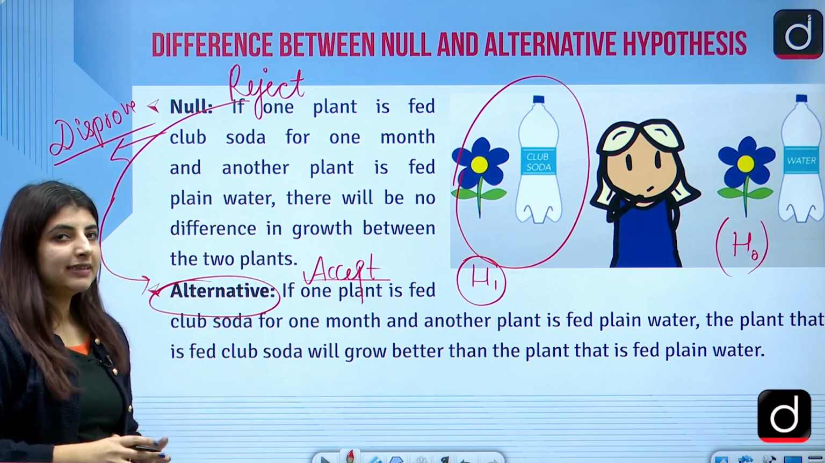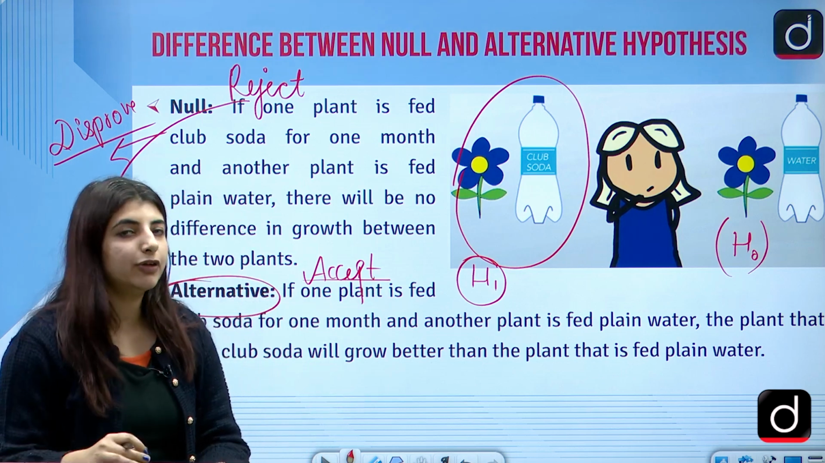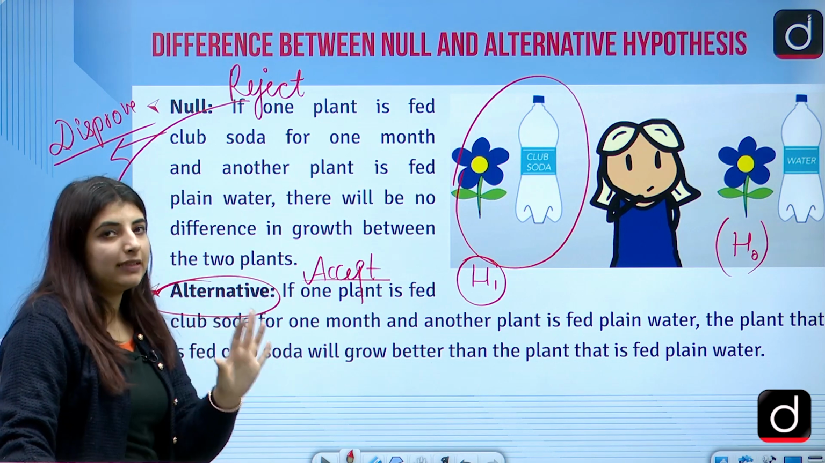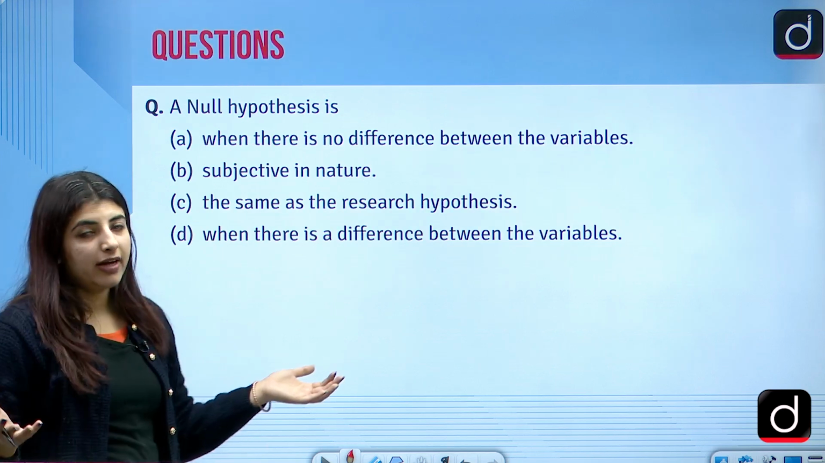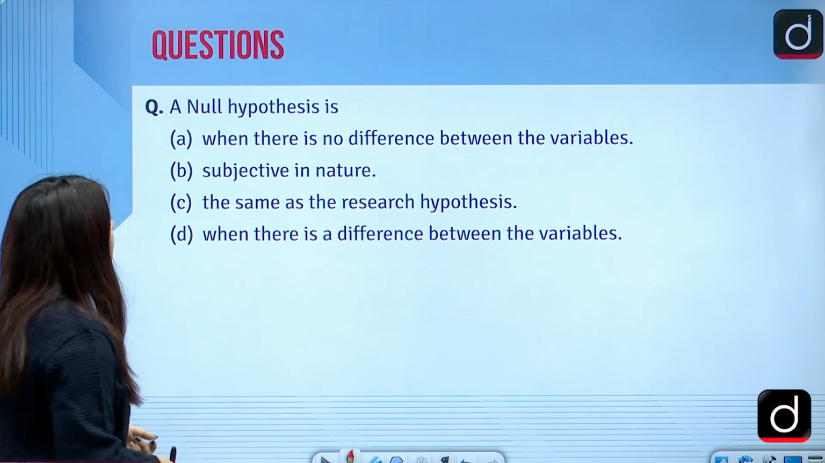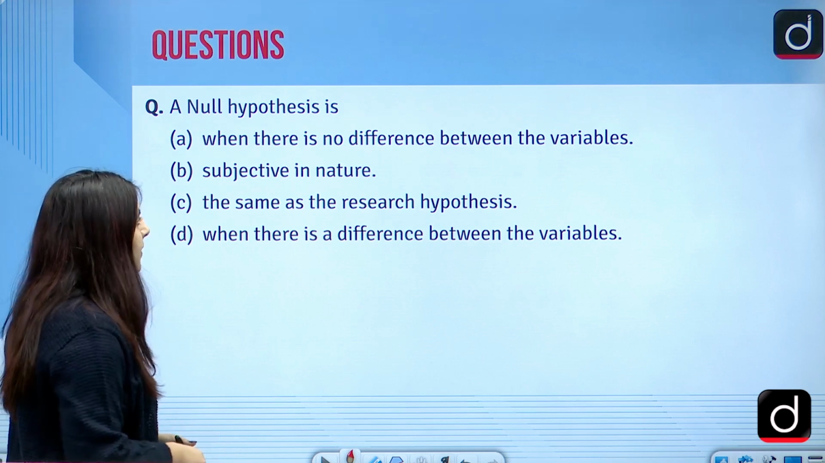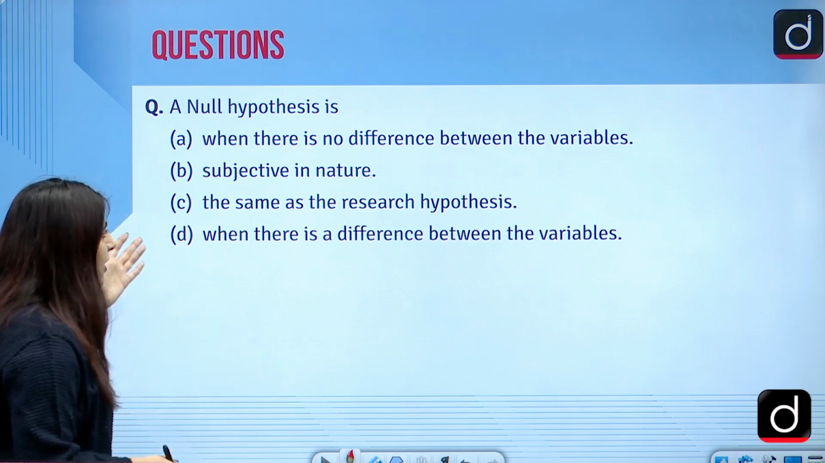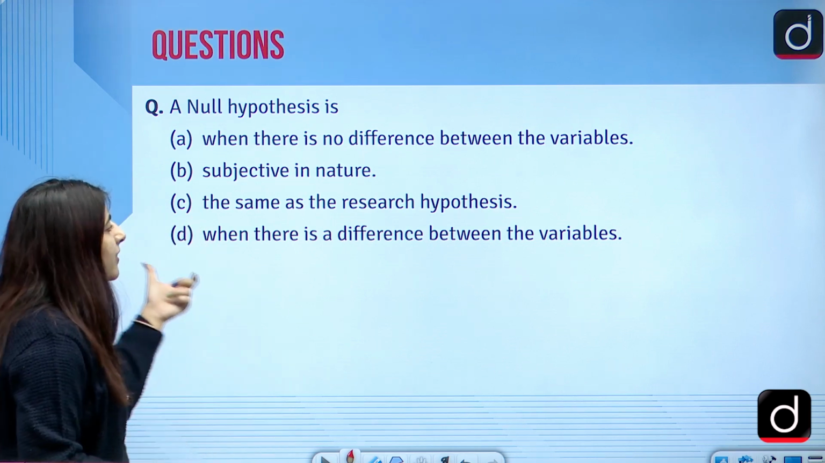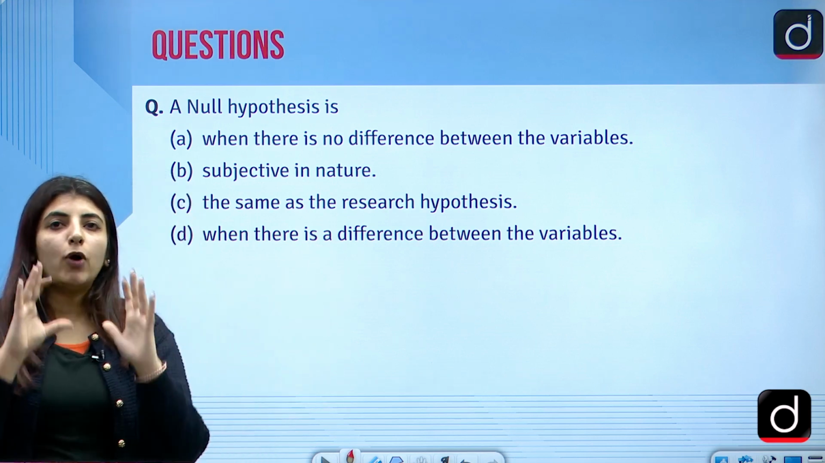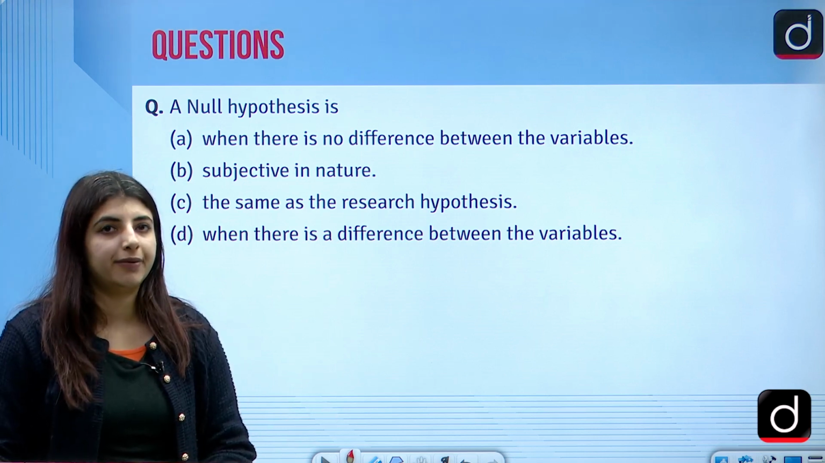I hope I'm making things clear to you, right? This is such a descriptive concept, but I have tried to make it easier for you because we are supposed to revise the concepts, right? Then the next question we have here is based on the null hypothesis, and I'm sure you'll be able to solve it. A null hypothesis is when there is no difference between two variables, is subjective in nature, is the same as the research hypothesis, or is when there is a difference between the variables. Pause your screens and look out for the answer you think is the correct one here.